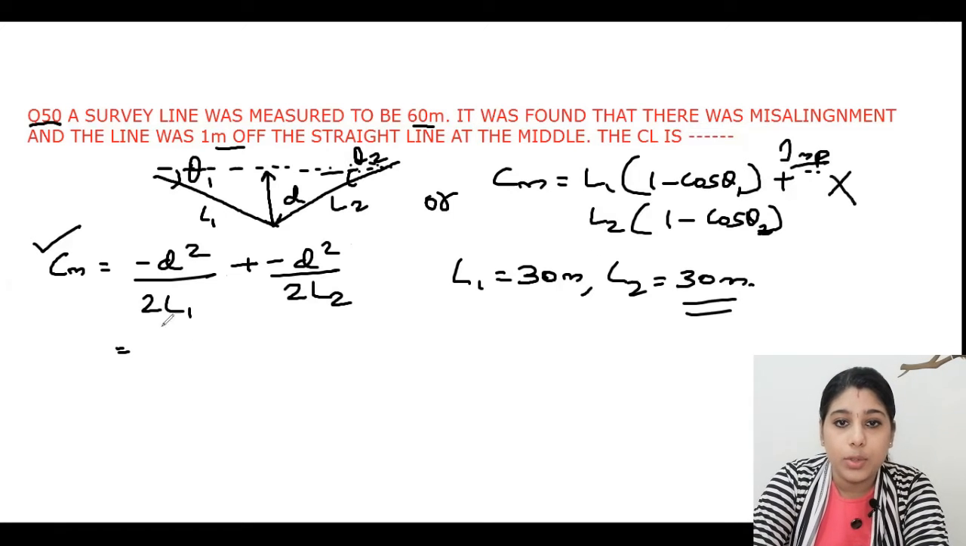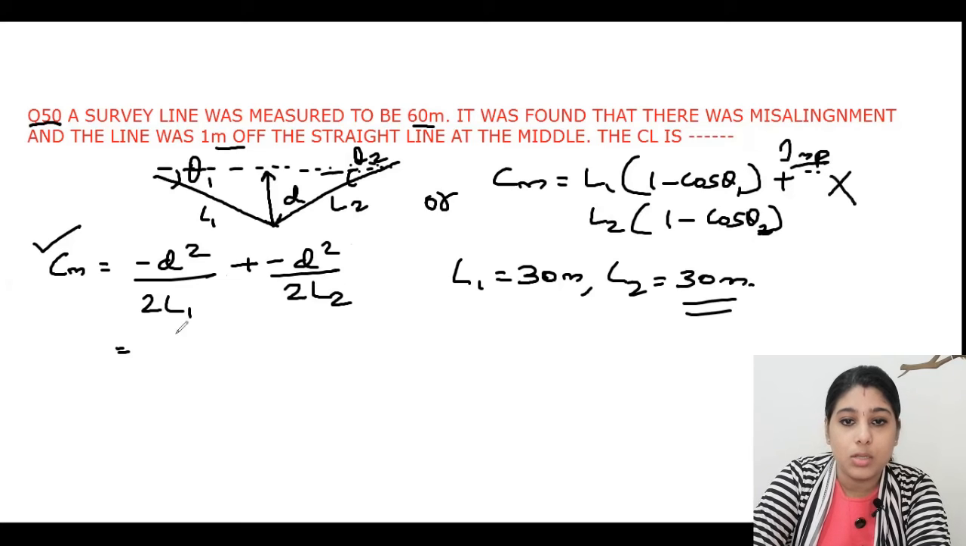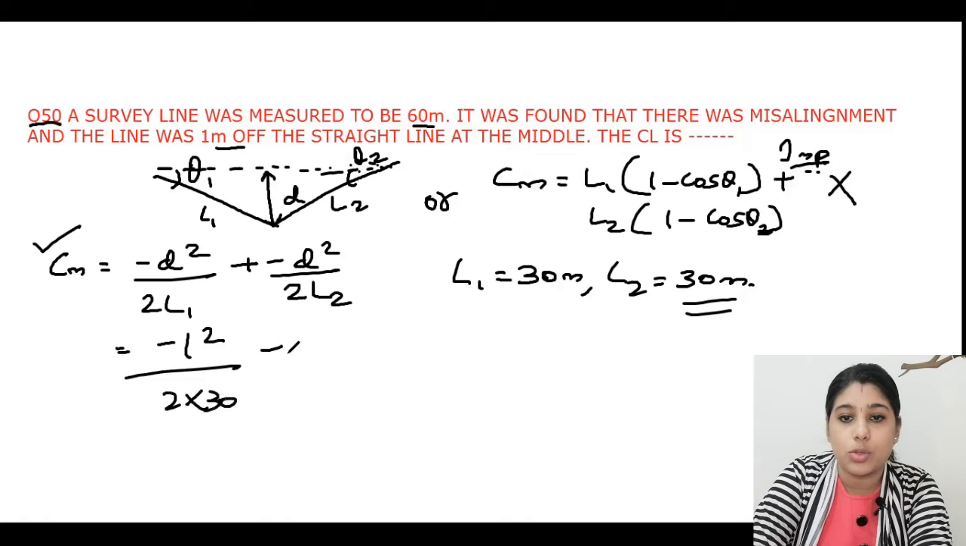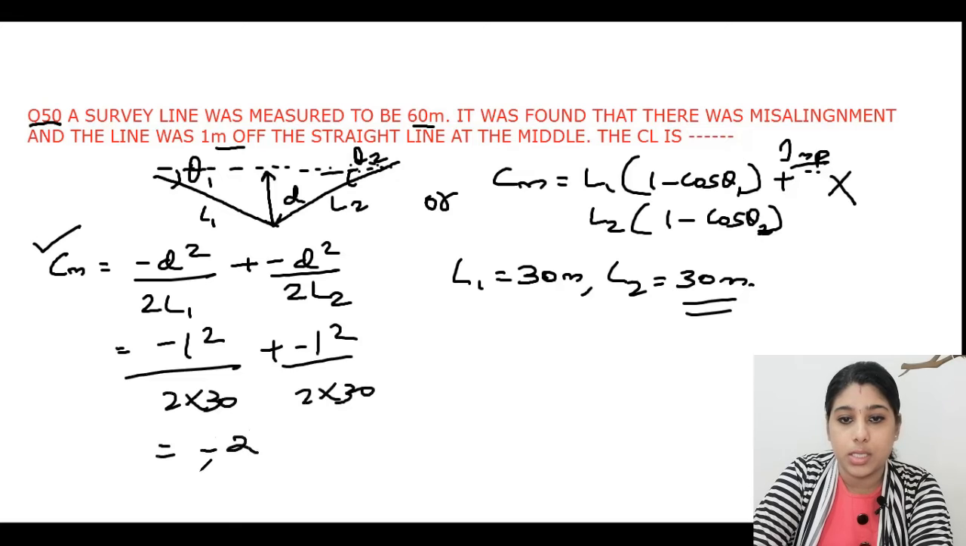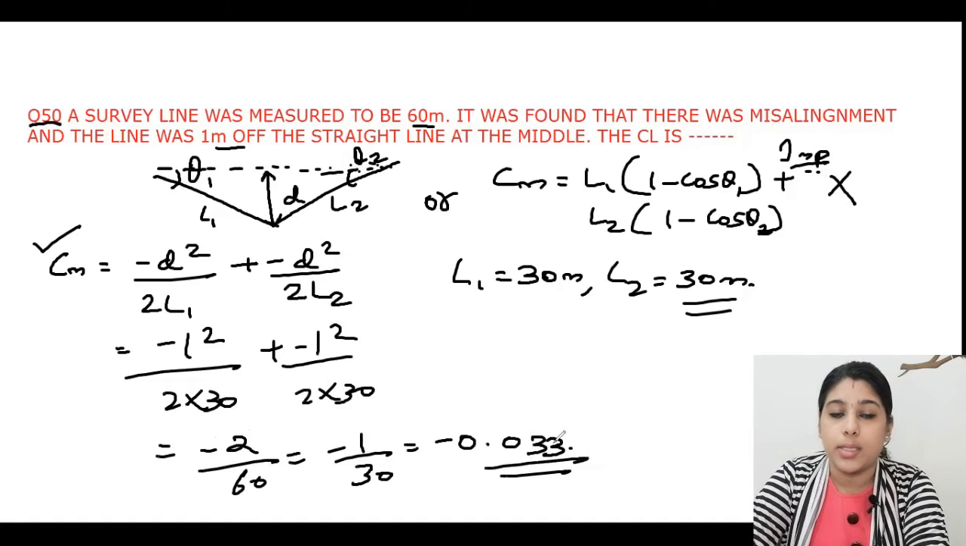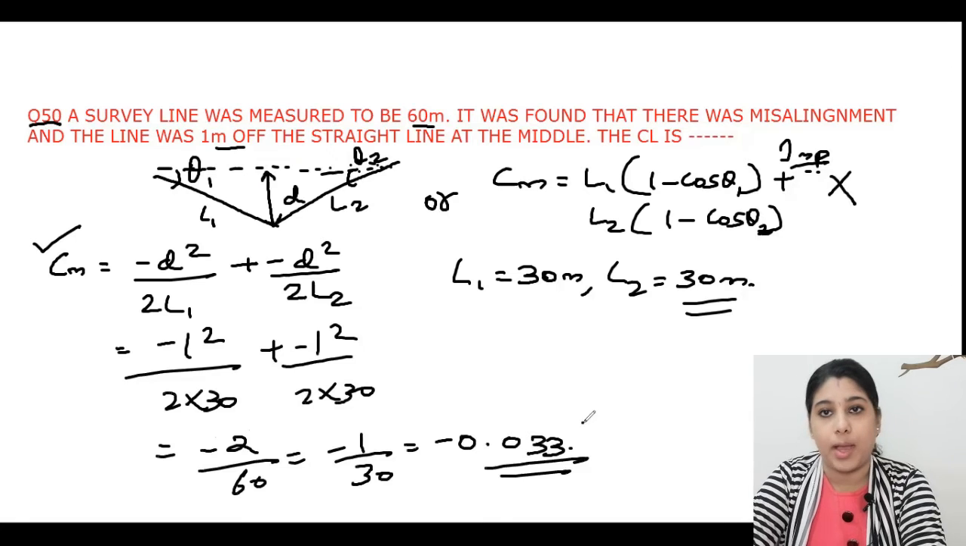But note this down, this is very important, because when theta value is given, you have to use this equation. Now tell me what is d value. It is already given as 1. So minus 1 square by 2 into 30 plus minus 1 square by 2 into 30. It will be minus 2 by 60, that is minus 1 by 30. So your answer will be negative 0.033. So this is the misalignment value.